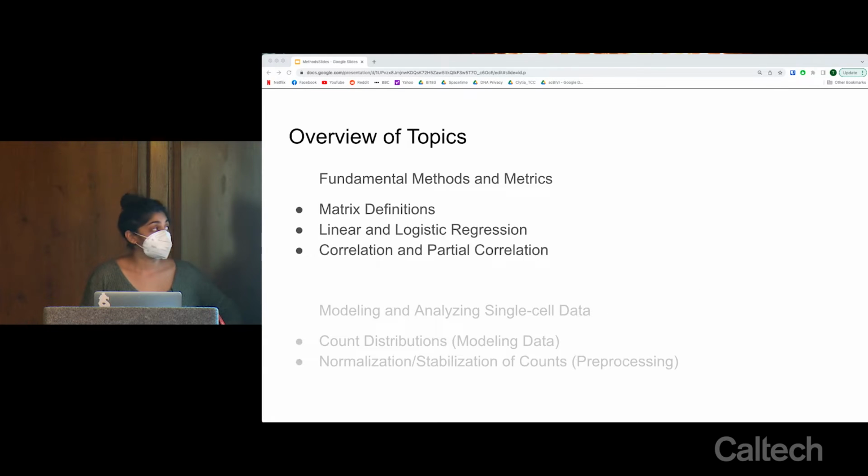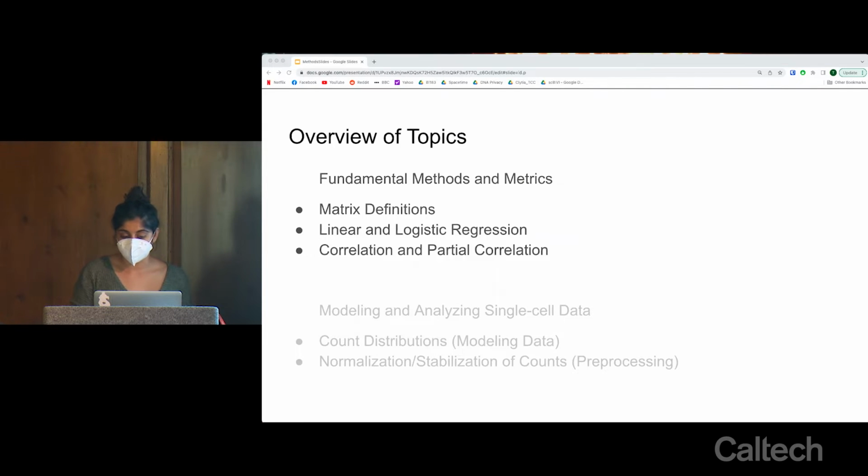So, all right, as a quick overview, the stuff I'm going to cover is by no means comprehensive. We chose some things that I think are fundamental and important in understanding, and definitely important for doing more complex things. So we'll talk about matrix definitions. Lior talked about these a little bit. Doing regression of a couple different types and what it means in the context of a matrix. And then we'll talk about correlations and partial correlations as they relate to these. And then I'll get into modeling and analyzing single cell data, some of the stuff that we do or use. That's a little bit more specific to this area.